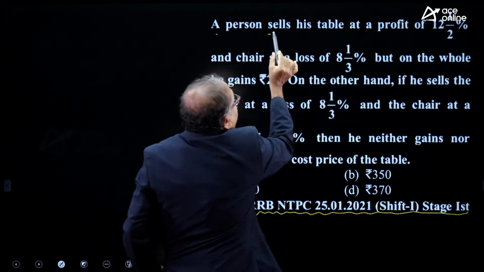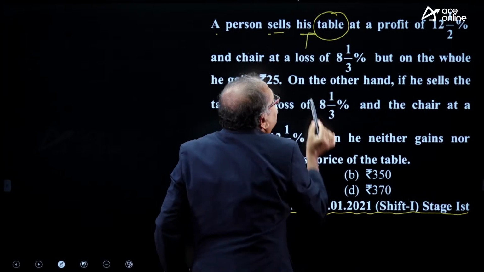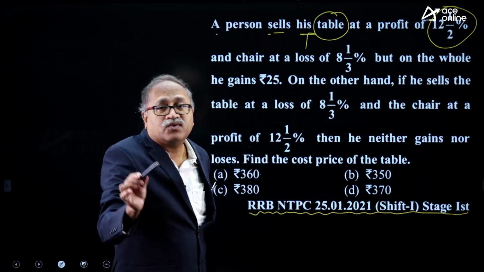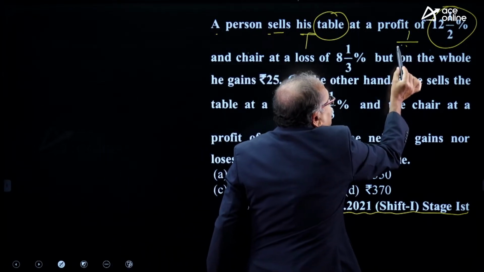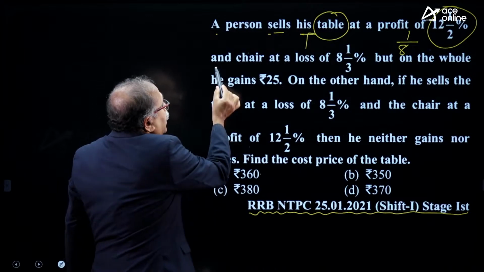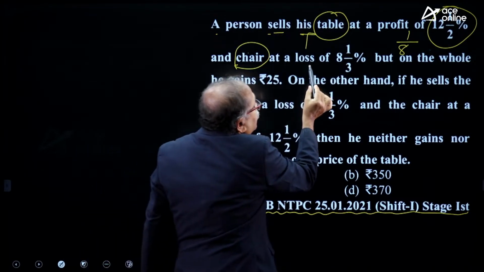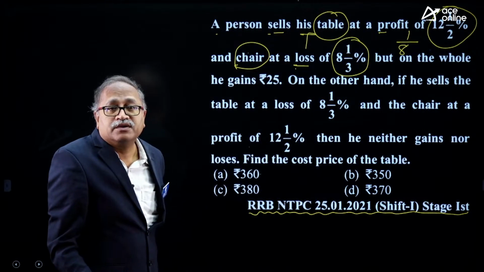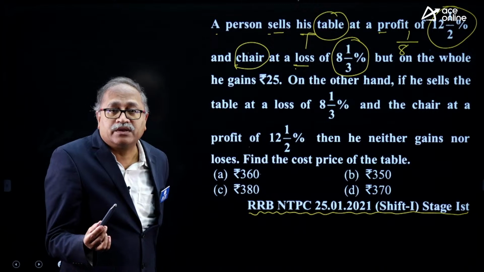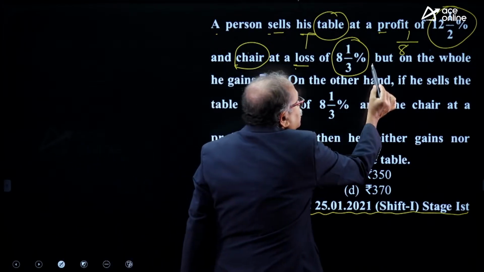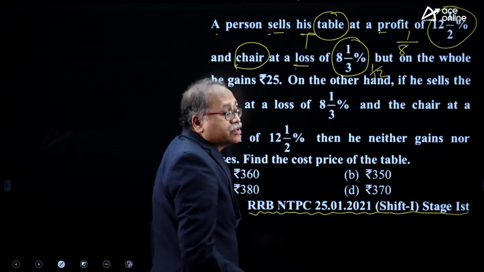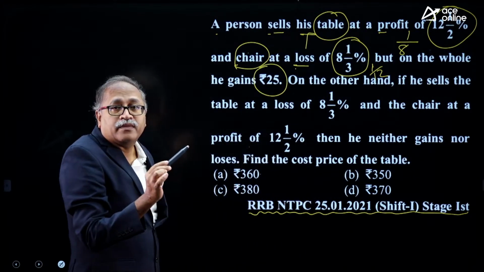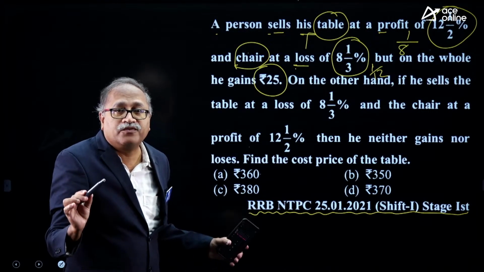What is that? A person sells a table at a profit of 12.5%. 12.5%, what is the fraction? That is 1/8. And a chair at a loss of 8 1/3%. What is the 8 1/3% fraction? 1/12. So this 1/12 is the loss. But on the whole he gains rupees 25. Overall he makes a profit of 25.